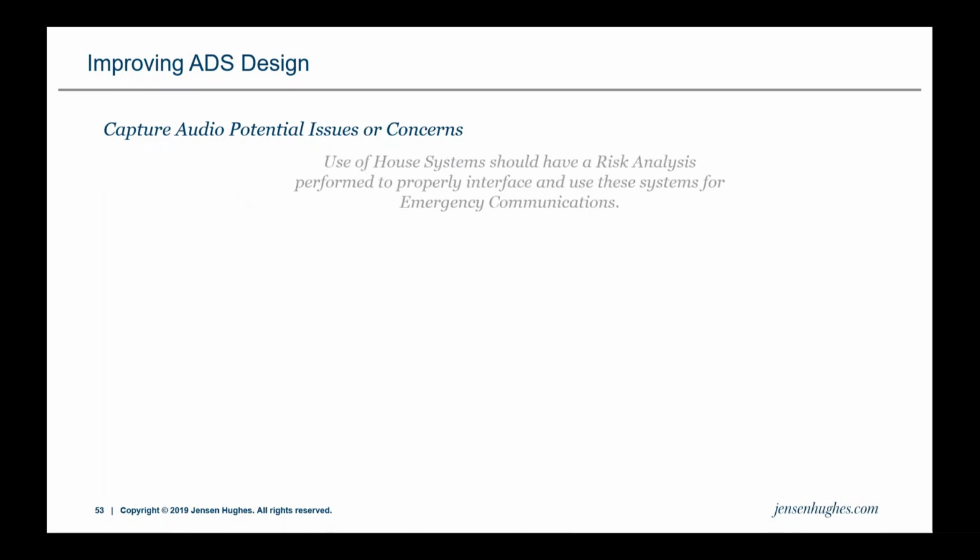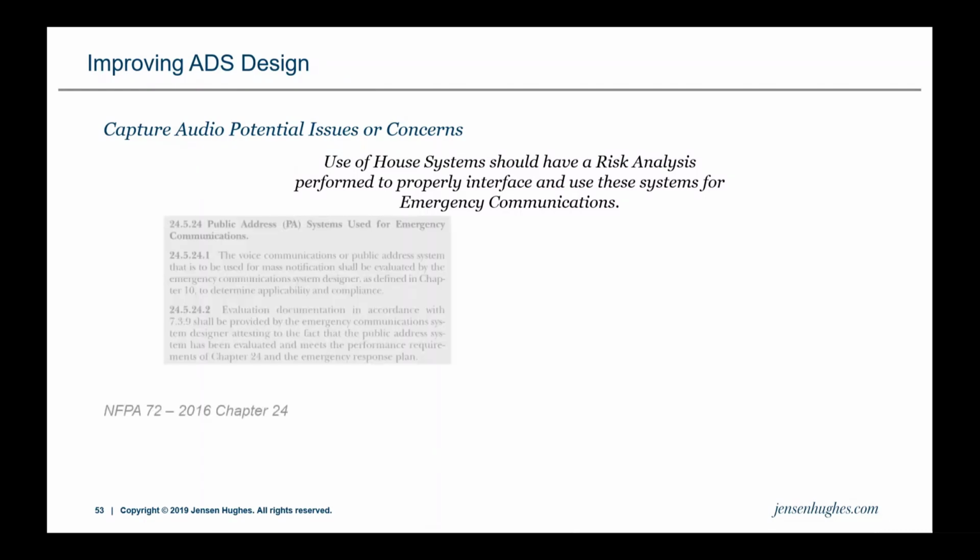Now, additionally, when we want to use house sound systems, NFPA 72 has some additional requirements. In fact, it requires the system to be evaluated or to have a risk analysis to really analyze if it can be used. Now, the house system needs to meet performance requirements of Chapter 24 and the Emergency Response Plan, but not necessarily the prescriptive requirements, every single thing. So that's really why we need a risk analysis to tell us what we need to do.